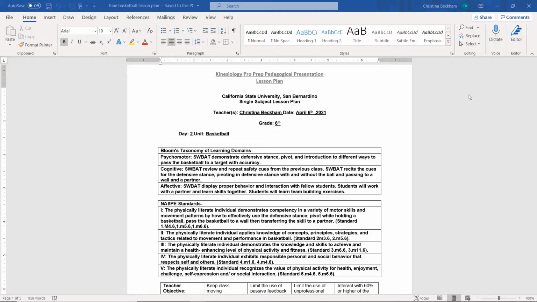Affective: students will be able to display proper behavior and interaction with fellow students. Students will work with a partner and learn skills together. Students will learn team building exercises.